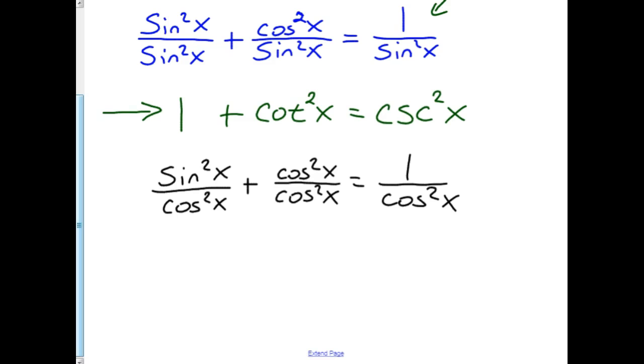So sine over cosine, that's the same thing as tangent. Now, since they're both squared, that means your tangent is also squared. Plus, well, anything divided by itself is just 1. So those two cosines are going to turn into 1. Equals 1 over cosine. So what is that? That is secant. And since cosine is squared, so is the secant. All right. This right here is your third Pythagorean identity that you have to know.